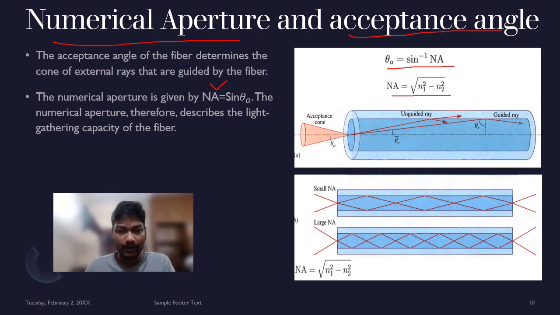If there is a large NA, more light can be coupled, and the light is transferred in many modes. If there is a small numerical aperture, few modes are possible, and the intermodal dispersion is also not much. On the basis of numerical aperture, fiber optic cables are divided into single mode fiber, multi mode fiber or few mode fibers. There is a classification in fiber optics about that.